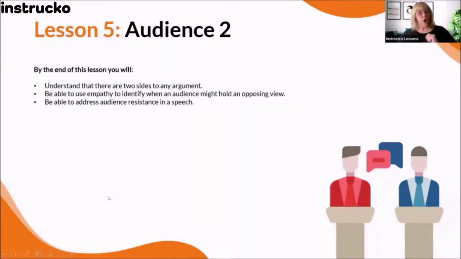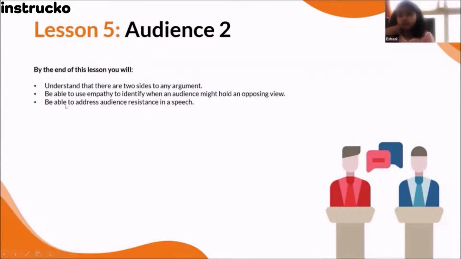Okay, now before we start, do you both know what empathy means? Another word I want to know if you know: audience resistance. What do you think audience resistance is? Your turn, Aishal. I think audience resistance is, for example, if you're speaking about deforestation and you're saying to stop it and you're giving reasons, then if somebody in the crowd doesn't agree with you and says, no, we should keep doing this because of that.